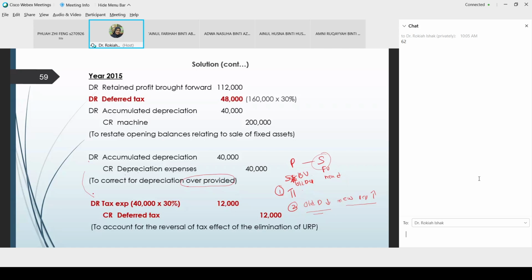When we look at the tax effect, once you credit your depreciation, your income will increase. That's why we need to debit tax expense and credit deferred tax. This is to record the reversals on the eliminations of the URP. For inventory, when you have the URP, in the next year the URP is going to be realized. But for depreciable assets, the realization of the URP is through the depreciation.